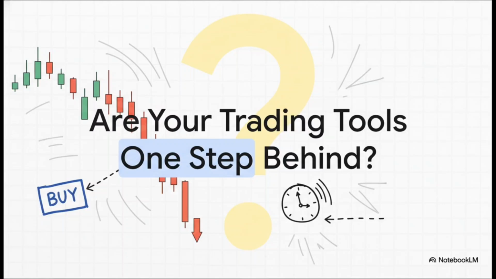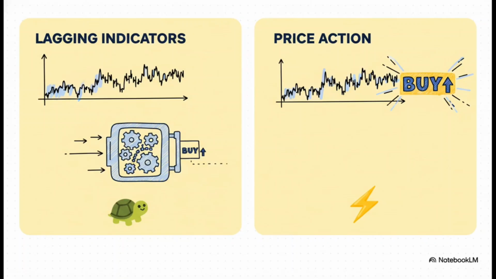So let me just ask you something. Do you ever get that feeling that your trading tools are just a little too slow? You finally get that signal to buy, but you look at the chart and realize, oh man, the big move has pretty much already happened. It's an incredibly common frustration, and believe me, there's a very specific reason for it. And this slide, well, it really breaks it all down.